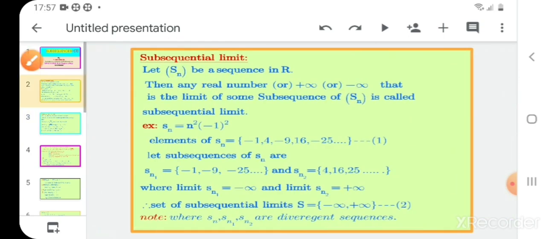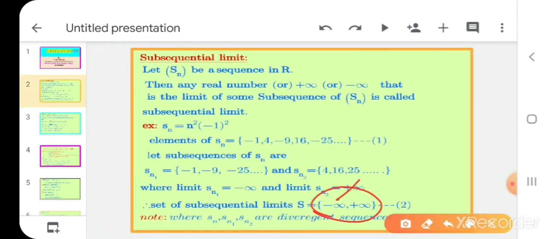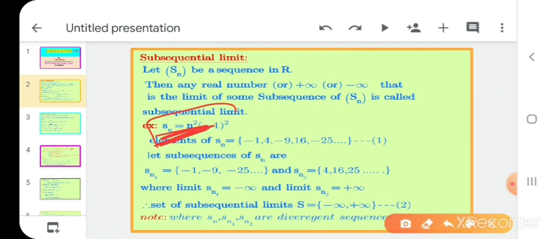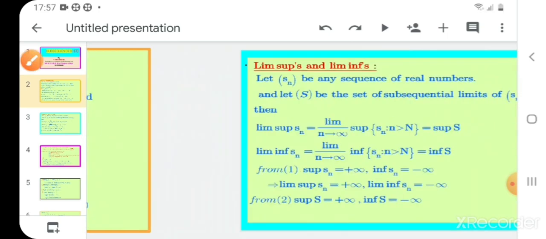See here, what is the infimum of capital S here? Minus infinity. So the limit infimum of Sn, the limit infimum of this sequence, is minus infinity. Okay.